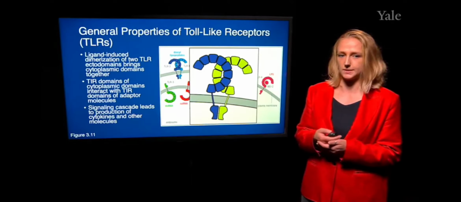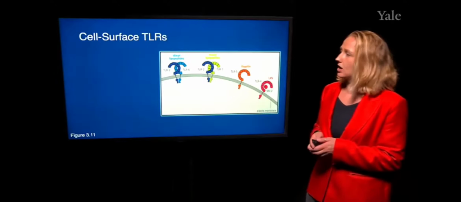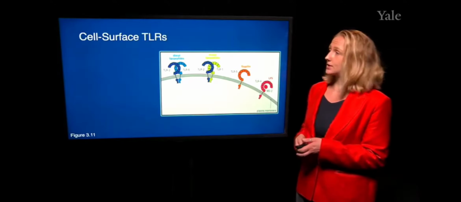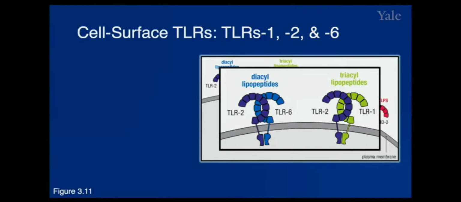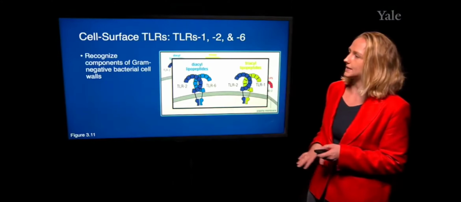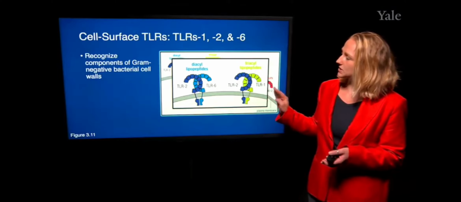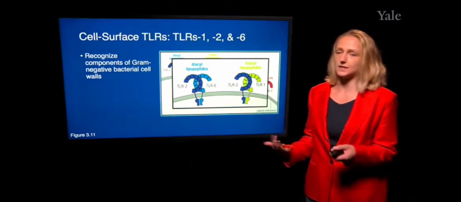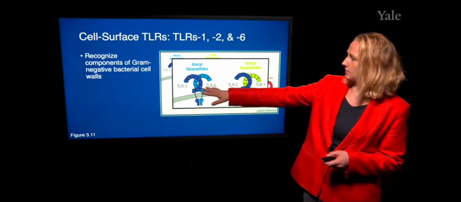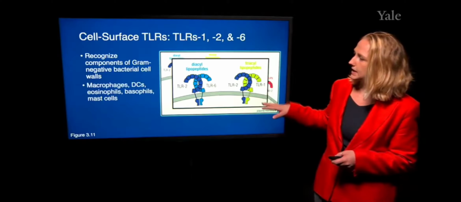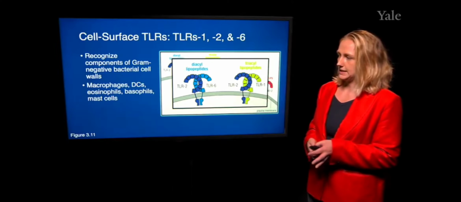So now I want to focus in on some examples of TLRs. So let's start with the cell surface TLRs. So these recognize, as I mentioned, extracellular pathogens, so pathogens that are outside of the cell. And these include a variety of different kinds of TLRs. So for example, we have TLRs 1, 2, and 6. So TLRs 1, 2, and 6 recognize various components of gram-negative bacterial cell walls, such as diacyl lipopeptides and triacyl lipopeptides. And they're expressed on macrophages, DCs, eosinophils, and mast cells.